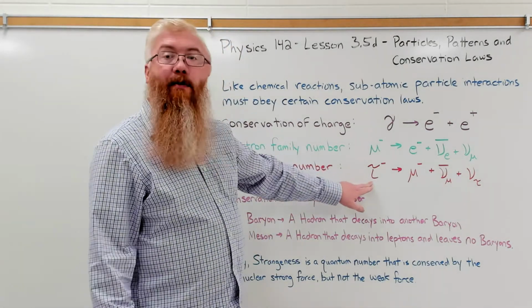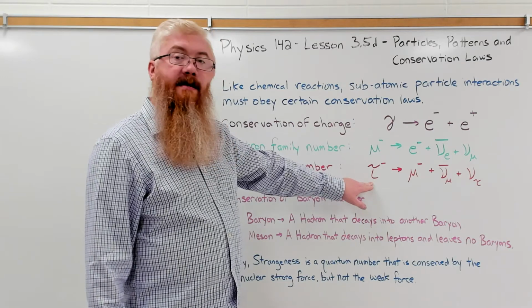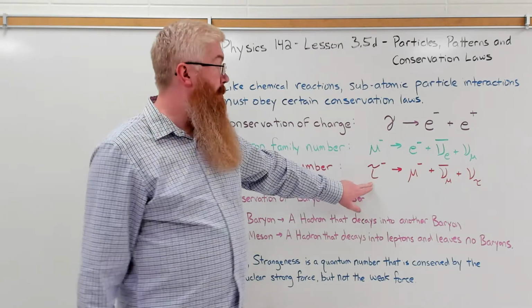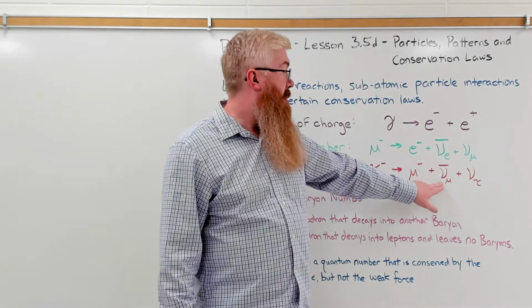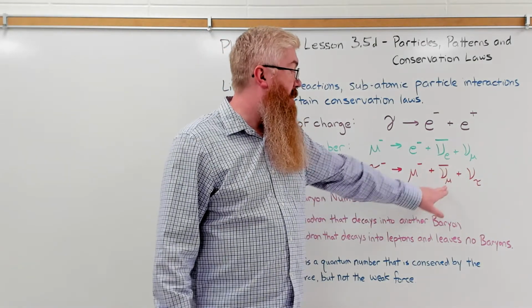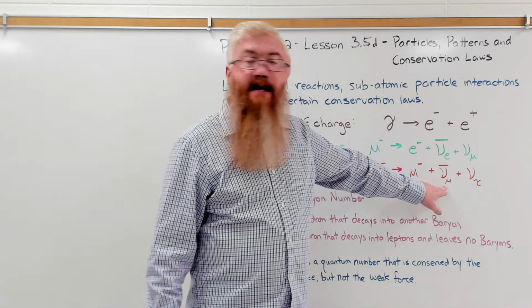So this is called a tau particle. It has muon family number 0. It's not a muon. This is a muon. It has a family number plus 1. This is an anti-muon neutrino. This has a muon family number of minus 1.